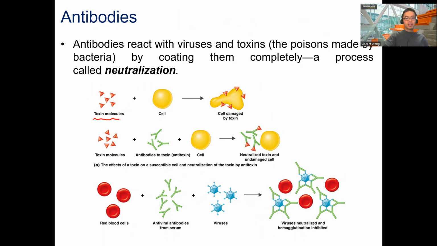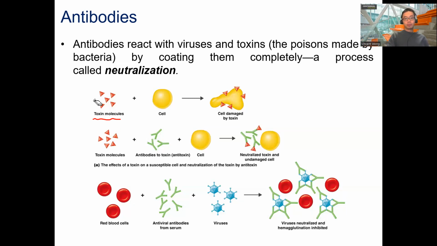Toxins are basically poisons that are made by bacteria. Sometimes the presence of the actual bacteria would be causing harm to your body, but other times it's not so much the bacteria themselves that cause the harm, but the poison that they produce. An example would be tetanus or botulism. Even if you kill off the bacteria, the toxins that they have produced can still cause problems in your cells.